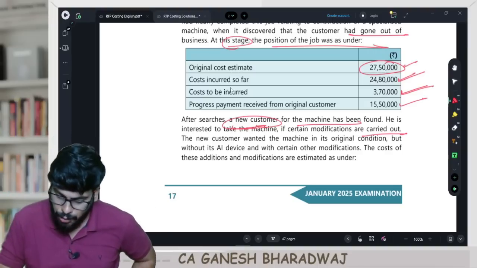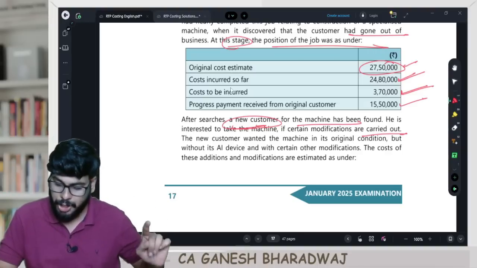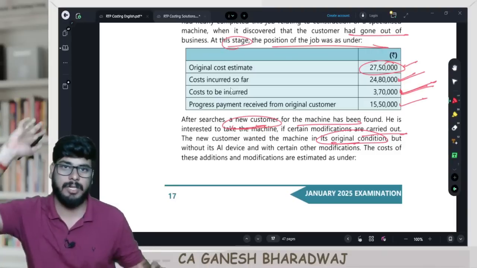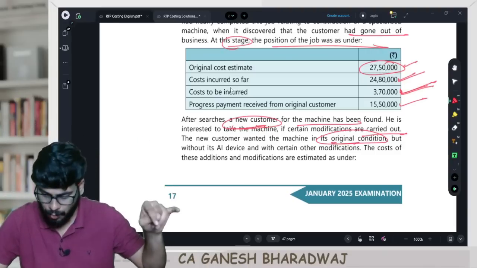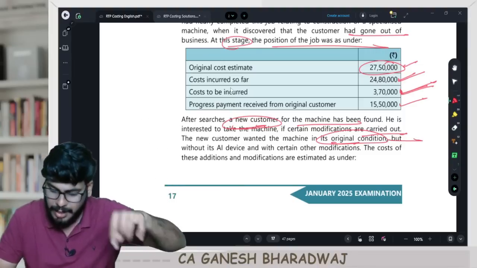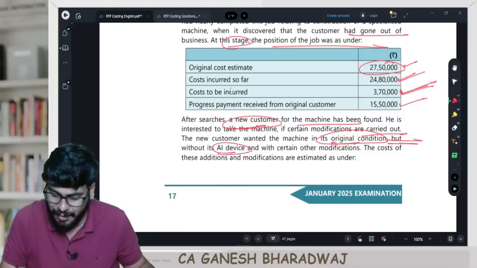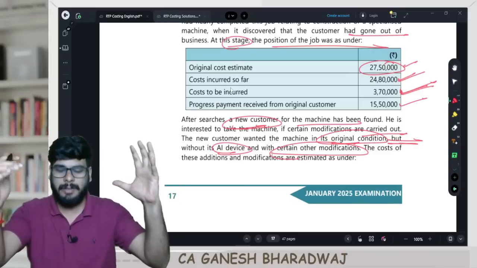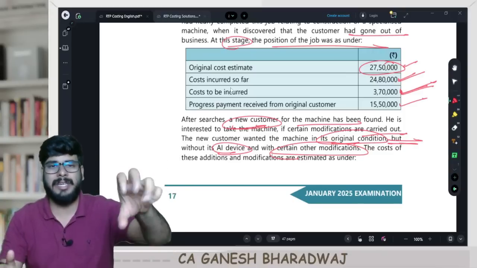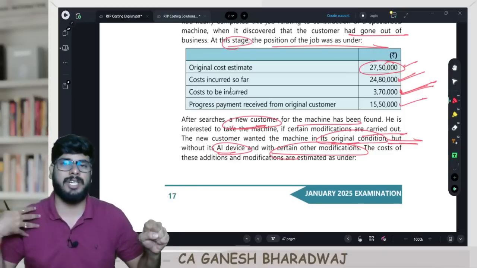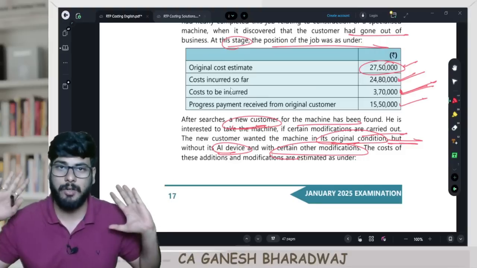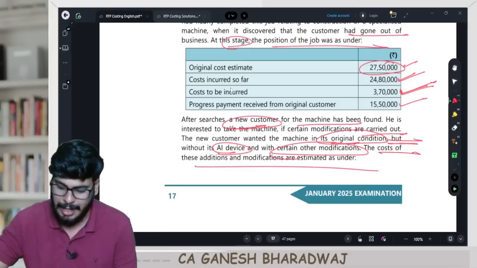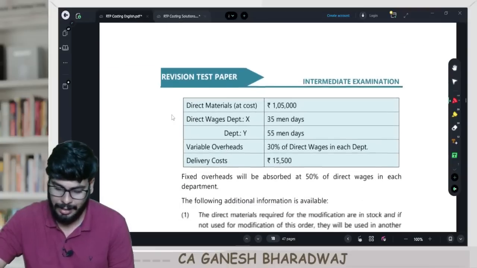Now, the new customer wanted the machine in its original condition. Means what? You further incur the 3,70,000 and make the original machine. Now, from here, they are saying, but without its AI device and with certain modification. They are saying you make the original machine, then you remove that AI device, make the modifications I want, and give it to me as a customized product. Are you clear with this? The costs of these additions and modifications are estimated as under.